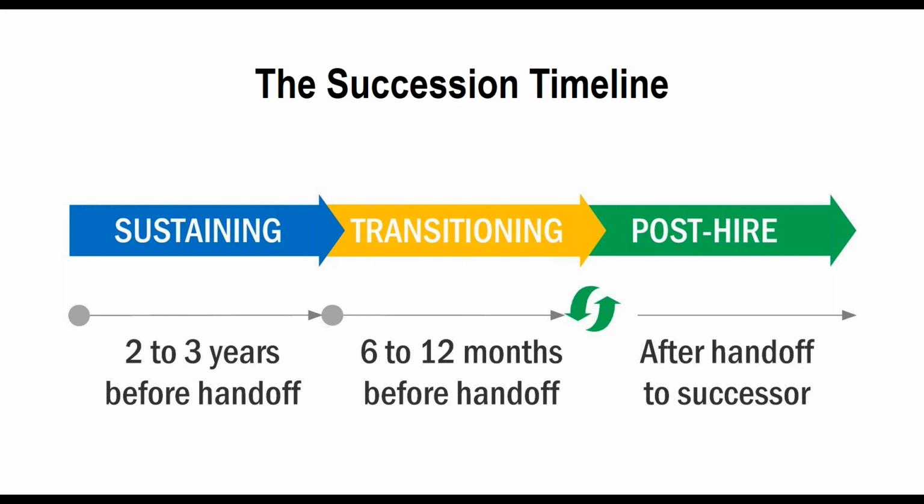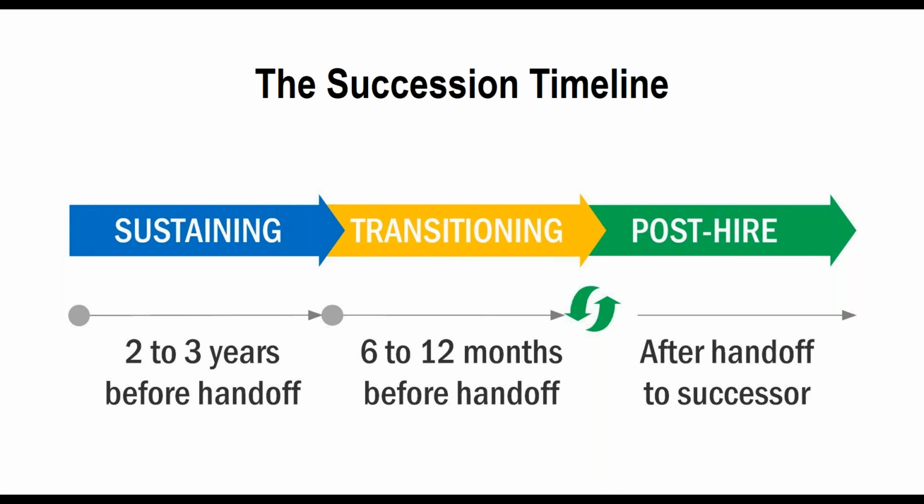And then about 6 to 12 months, sometimes 18 months, depending on the organization and the departure circumstances of the executive, you move into the transitioning phase. The big shift there is that you're really focused on the handoff to the successor: finding the successor, identifying the successor, onboarding, and making sure that the organization is ready for the succession or the transition process.